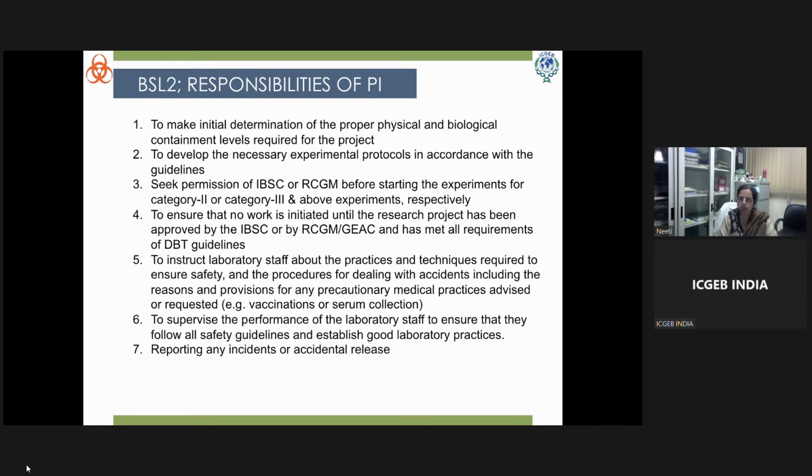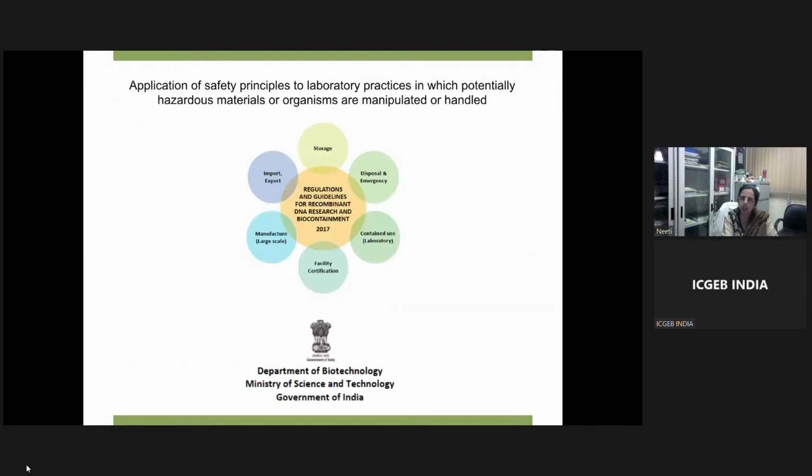There should be strict instructions to the laboratory staff about the practices and techniques which are required to ensure the safety and procedures. The SOPs, specific SOPs, if any, need to be listed and need to be visibly displayed as an easy access point. And wherever required, there should be a provision for recording the health records of the laboratory personnel, and in case of any incident or accident, so that appropriate follow-up can be done.